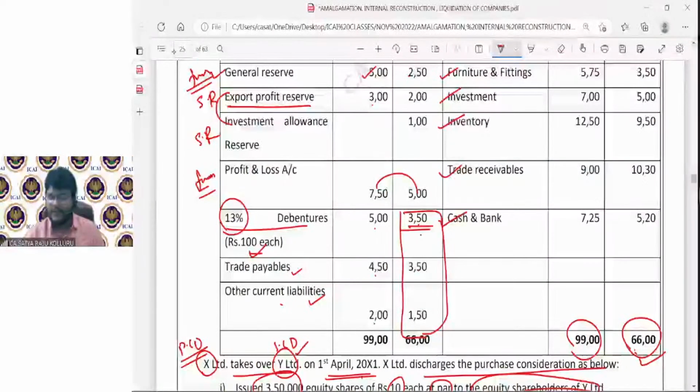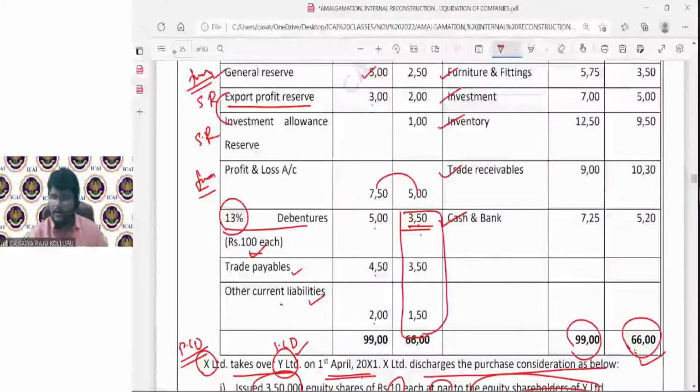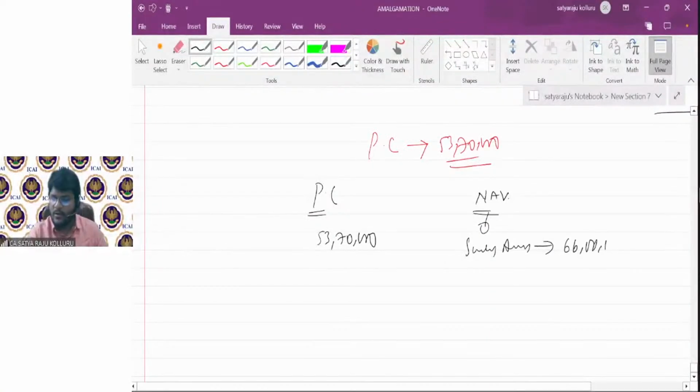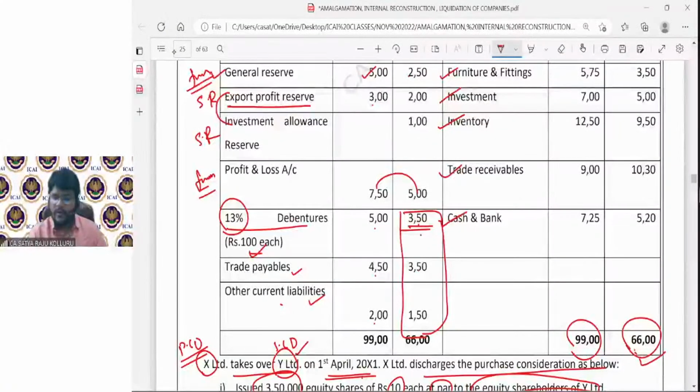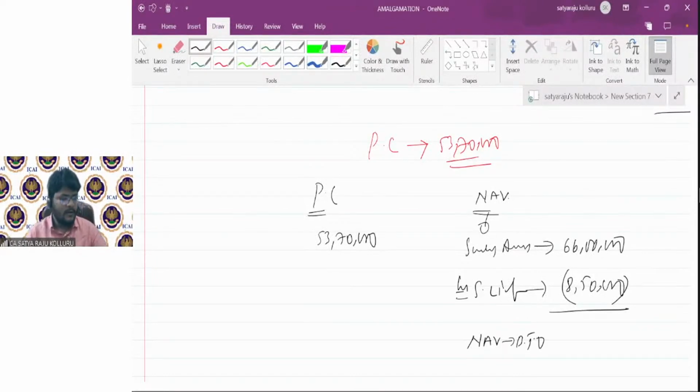If you reduce 66 minus 1.5, simply NAV is sundry assets. Total how much did you get? 66 lakhs, less sundry liabilities. How much did you get? 3.5 plus 3.5 plus 1.5, which is 8,50,000. Then you will get the NAV of the business taken over. How much, guys? NAV of the business taken over? 66 lakhs minus 8,50,000, which is equal to 57,50,000.